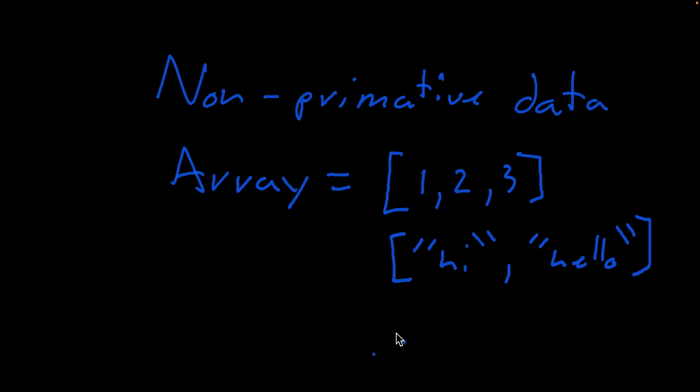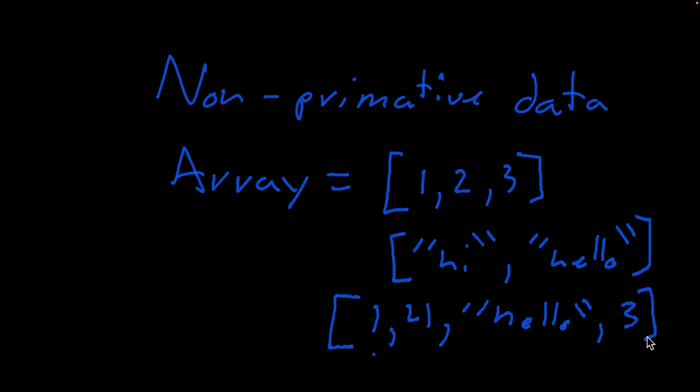Spencer already said it in the chat. Because an array can have a mixture of numbers and strings. So it's not as simple as a number being only a number and a string being only something in quotations. We can have a mixture of both in an array, and that would be a non-primitive data type.